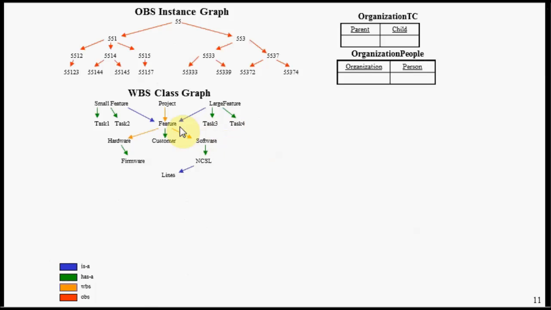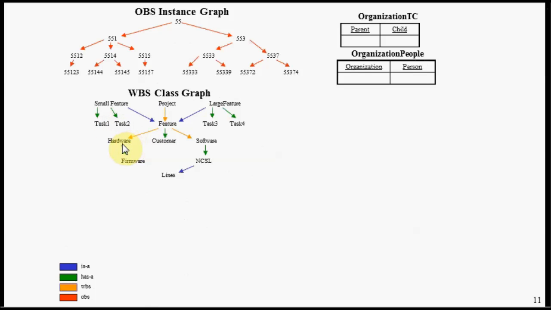We have another graph here called a work breakdown structure class graph. This is representing a template for a project plan. Projects are broken down into one or more features. Features are broken down into hardware and software units. We see a feature has a property called customer. A small feature and a large feature are both specializations of this general thing called a feature. Small feature and large feature each have their own properties.